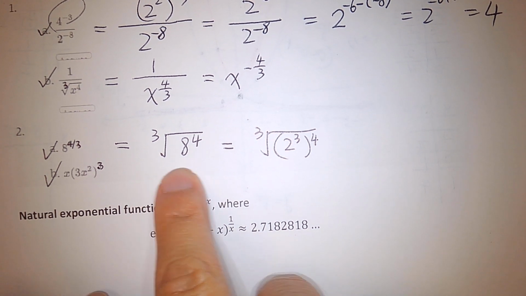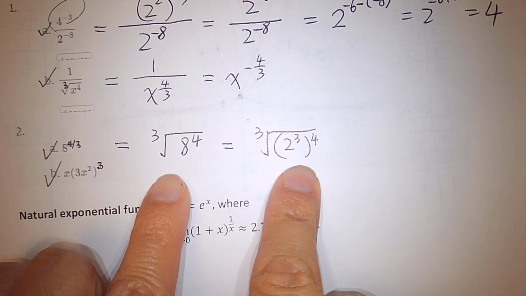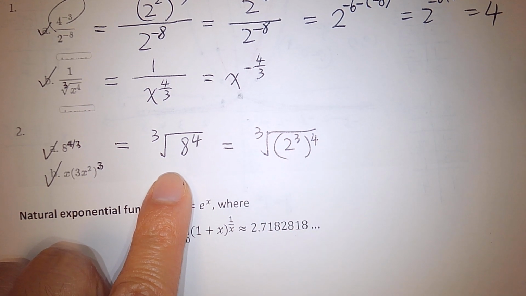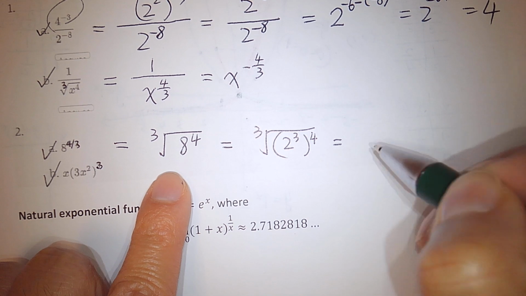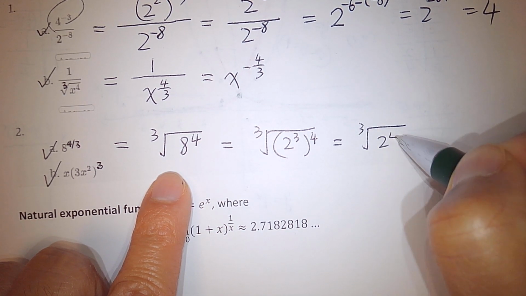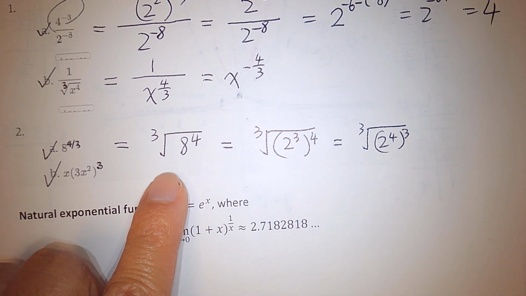Since we're already here, let's start from here. Cube root of 2 cubed to the 4th. What is this, actually? This is the cube root of, I would say, 2 to the 4th power, then cubed.